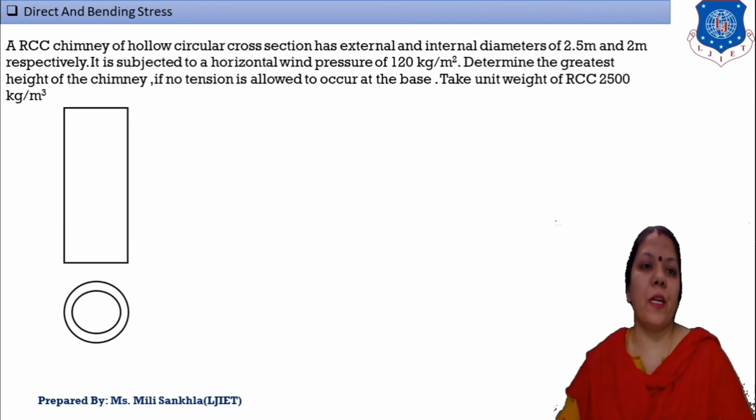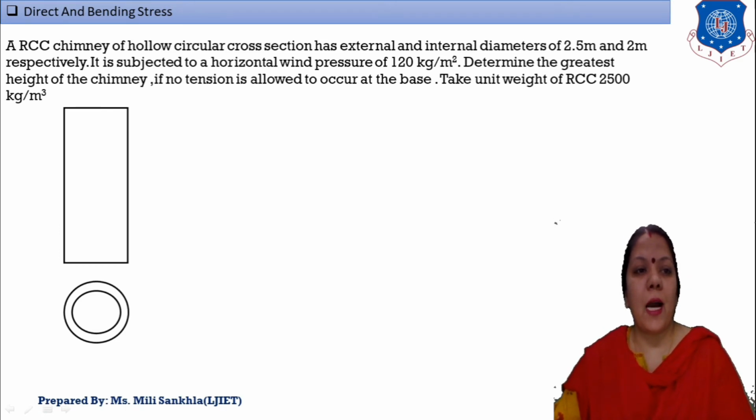Now first of all, read the data of this second example of the chimney, and then we find the unknown value that is asked in the given data. Okay, first of all, in this example an RCC chimney of hollow circular cross section has external and internal diameter of 2.5 meter and 2 meter. So right here capital D is equal to 2.5 meter and small d is equal to 2 meter. First write down capital D and small d, that means this is our hollow circular chimney.